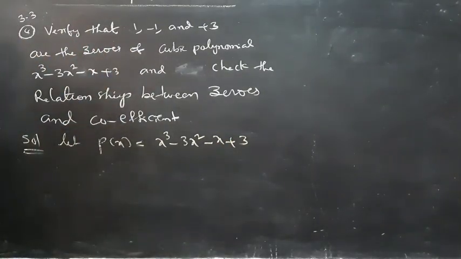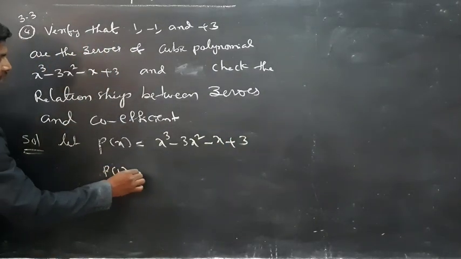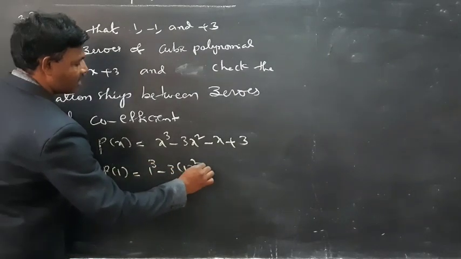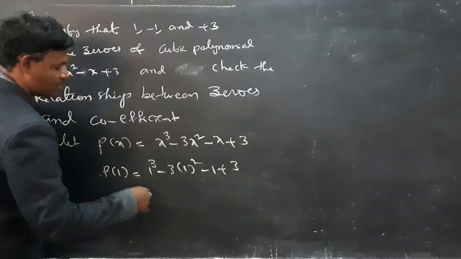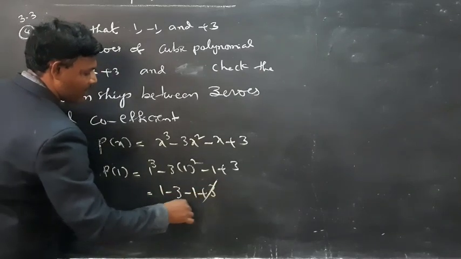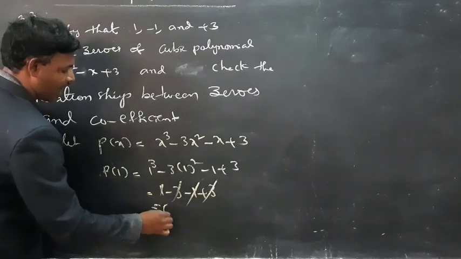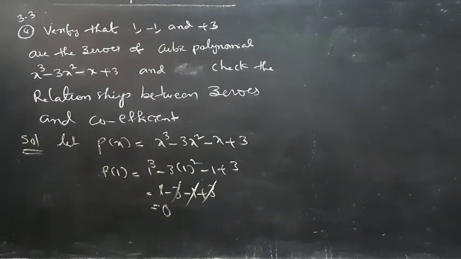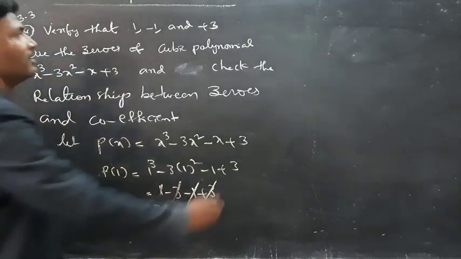First I am checking 1. It means p of 1 is equal to 1 cube minus 3 into 1 square minus 1 plus 3. So finally 1 minus 3 minus 1 and plus 3. Plus 3 minus 3 both cancel. So what is the answer? 0 is the answer. So we can say 1 is a zero of the given polynomial.